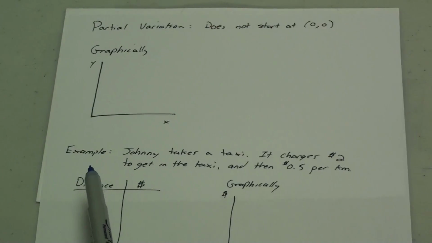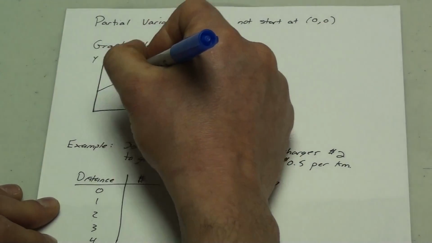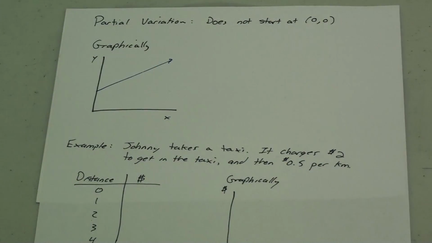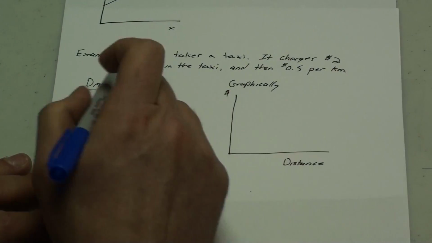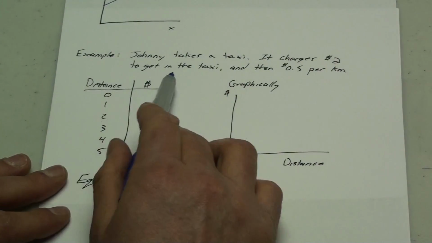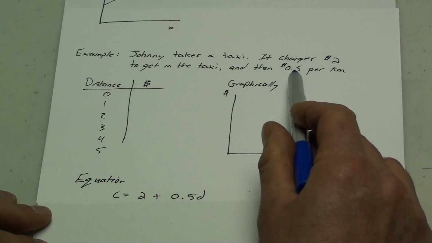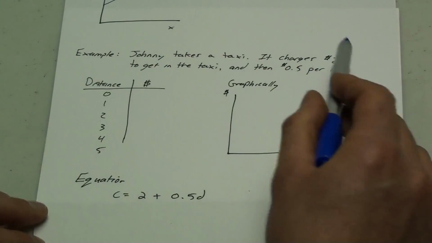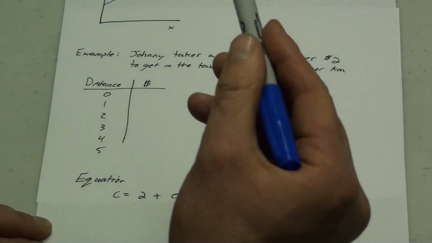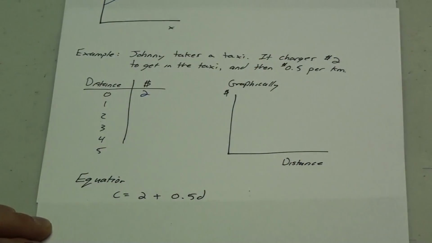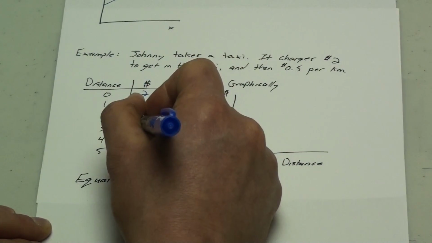Partial variation does not start at 0, 0. Graphically, it'll start up on the y-axis a little bit. It'll be a y-intercept and then go from there. For an example, Johnny takes a taxi. It charges him $2 just to get in the taxi and then 50 cents a kilometer. So it's going to charge 50 cents for every kilometer he drives, but it charges him $2 just to get in. If he doesn't drive anywhere, he still has to pay $2. And then it's going to go up by 50 cents after that.